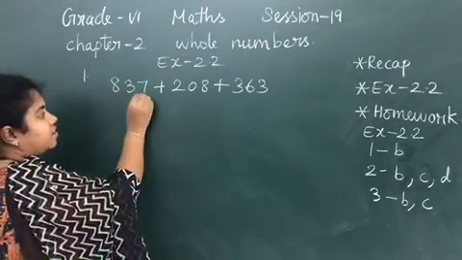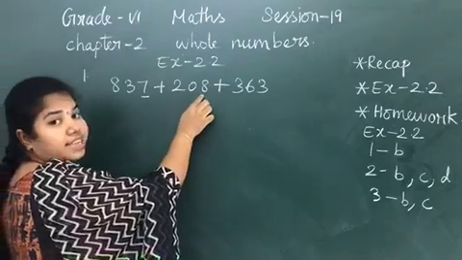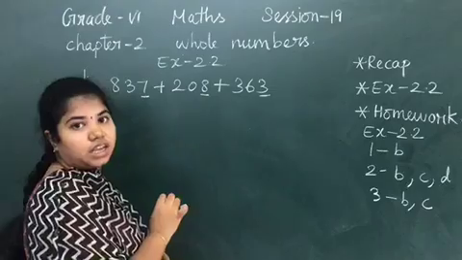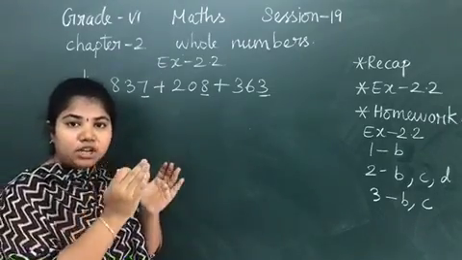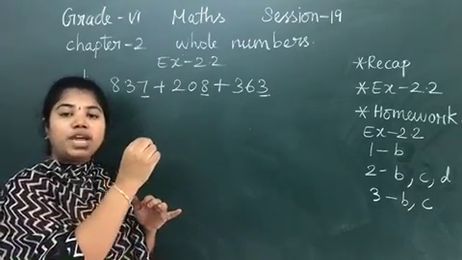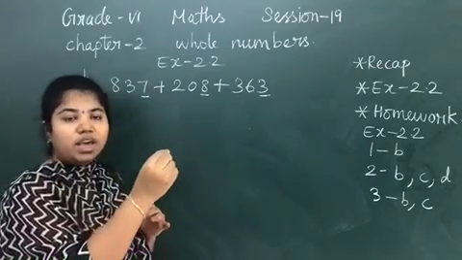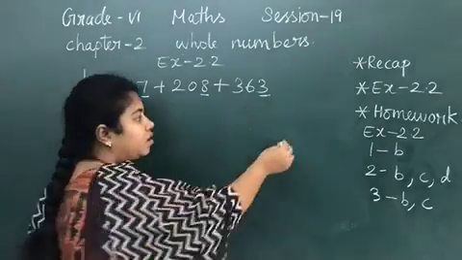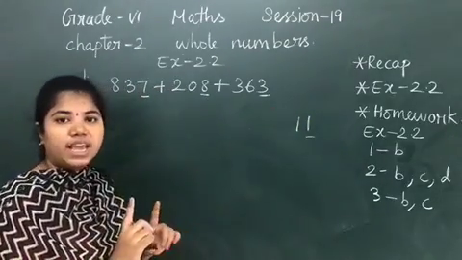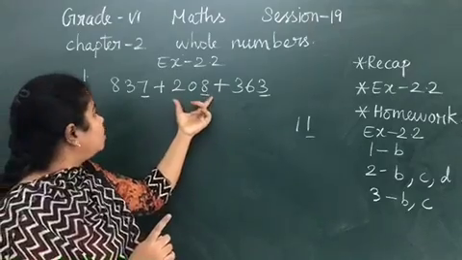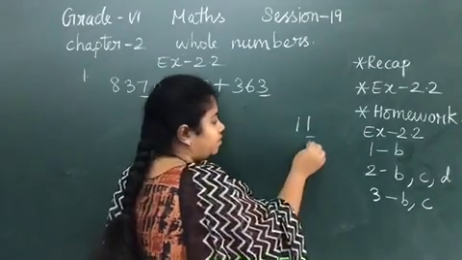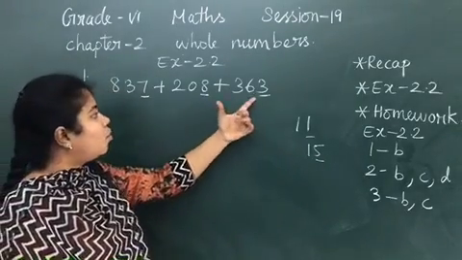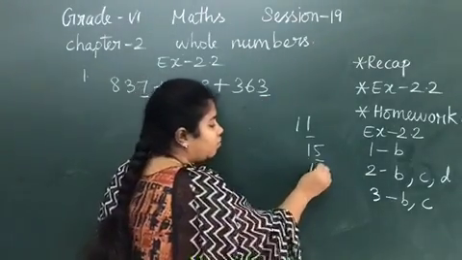837. See the ones place here? It is 7. 208. What is the ones place here? 8. 363. What is the ones place here? 3. So I have to combine any two numbers so that I get the ones place as 0. Okay. So what are the two numbers? What is 8 plus 3? It is 11. In 11 my ones place is 1, so I cannot add them in this way. Now what is 8 plus 7? It is 15. So what is my ones place? 5. So that also will not work. Now what is 7 plus 3? It is 10.